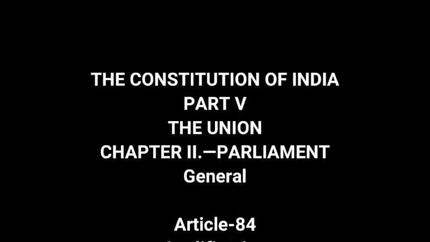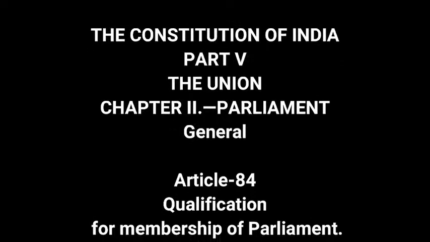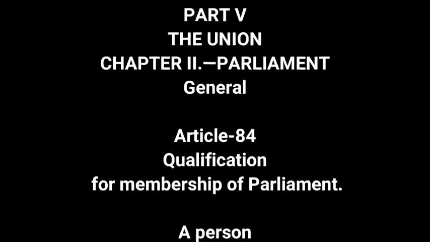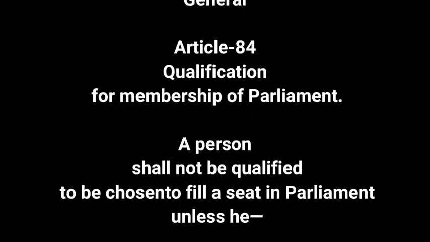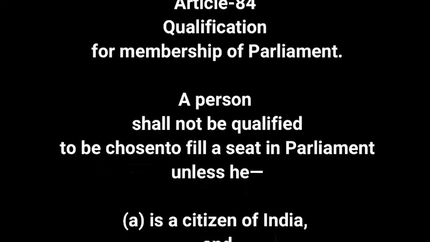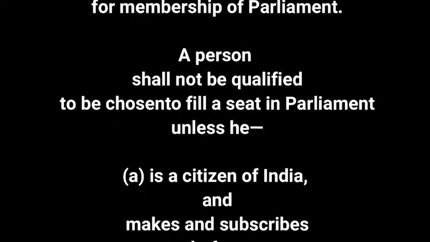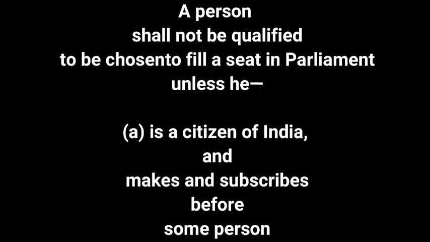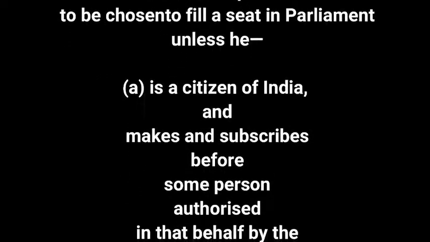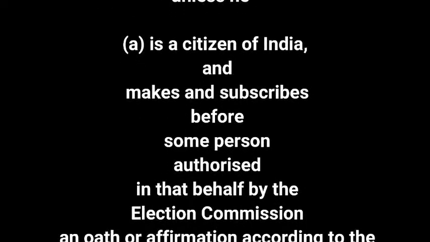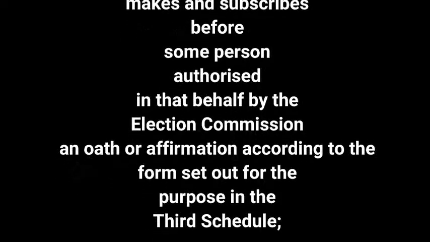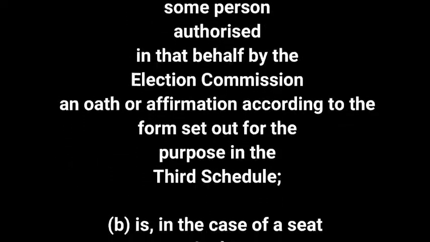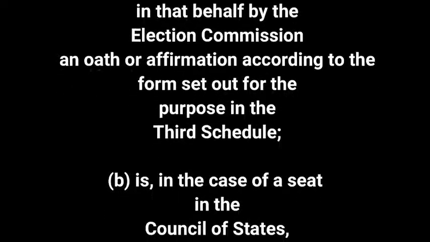The Constitution of India. Part 5, The Union. Chapter 2, Parliament. General. Article 84. Qualification for membership of Parliament. A person shall not be qualified to be chosen to fill a seat in Parliament unless he a. Is a citizen of India, and makes and subscribes, before some person authorized in that behalf by the Election Commission, an oath or affirmation according to the form set out for the purpose in the third schedule.